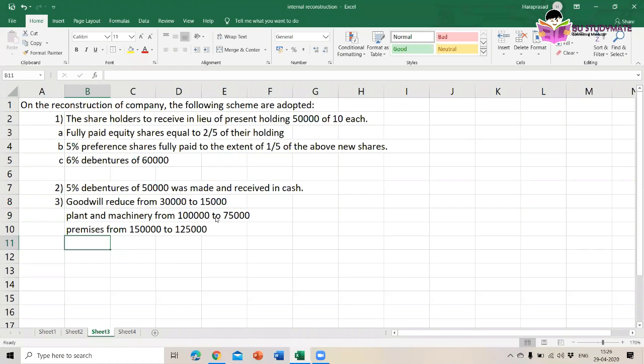So write down this question quickly. We'll solve here. After writing the question, text me yes, so that I will proceed for the answer.